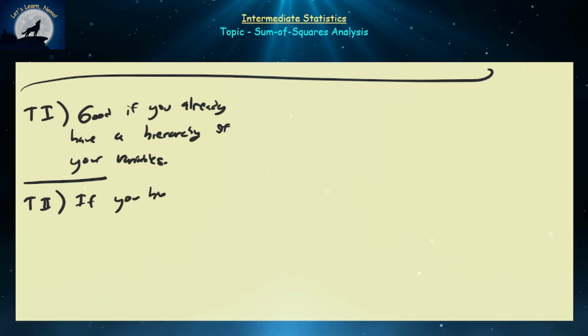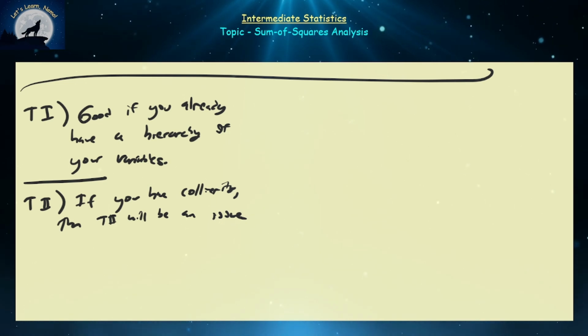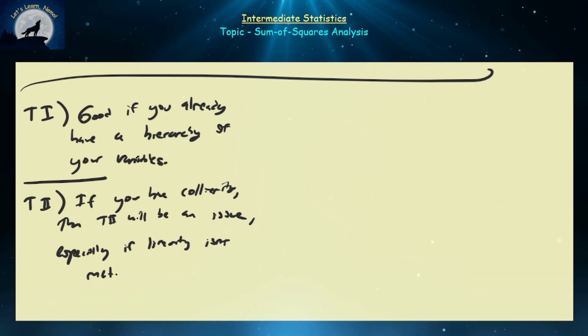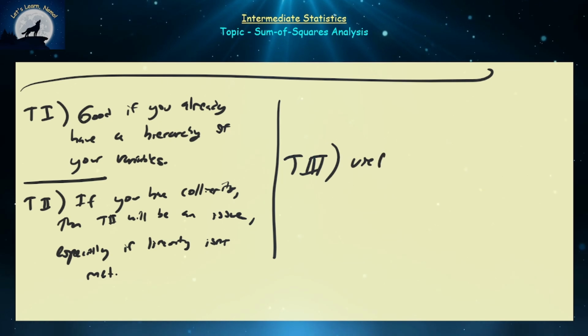If you have collinearity, then type 2 will be an issue for you. Right? Especially if linearity is not met. And obviously, if you're using type 2, that means you don't have a specific hierarchy in the back of your mind. And then type 3, useful, obviously, for more complex models.